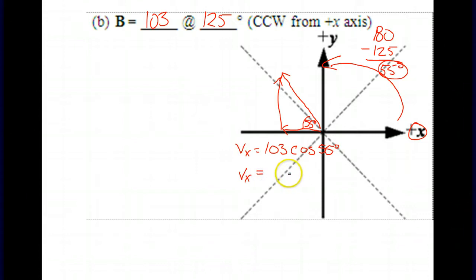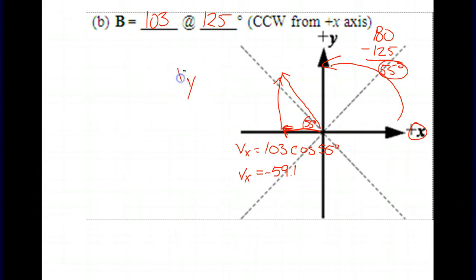So now for the x, go 103. And what function do we use for x, sine or cosine? Cosine, and we'll use 55 degrees. And 103 times the cosine of 55 gives us 59.1 or something, right? But we know this has to be negative. How do we know that? It's in the negative x direction, because this is going in the negative direction along the x-axis. So we have to make sure to make that negative.